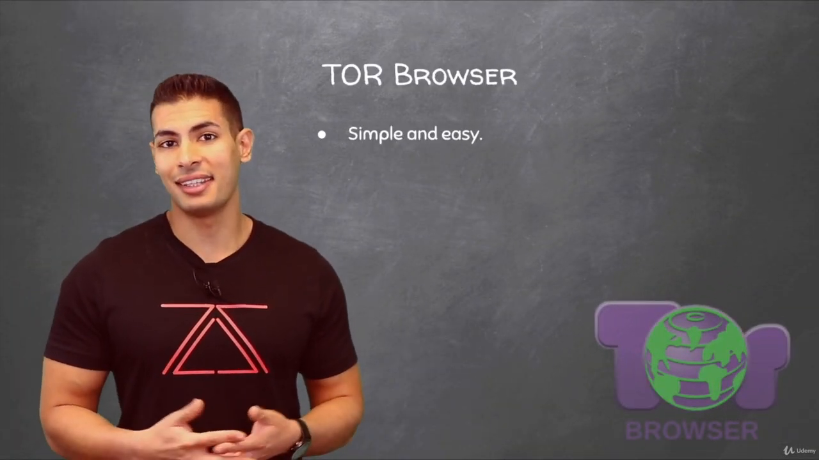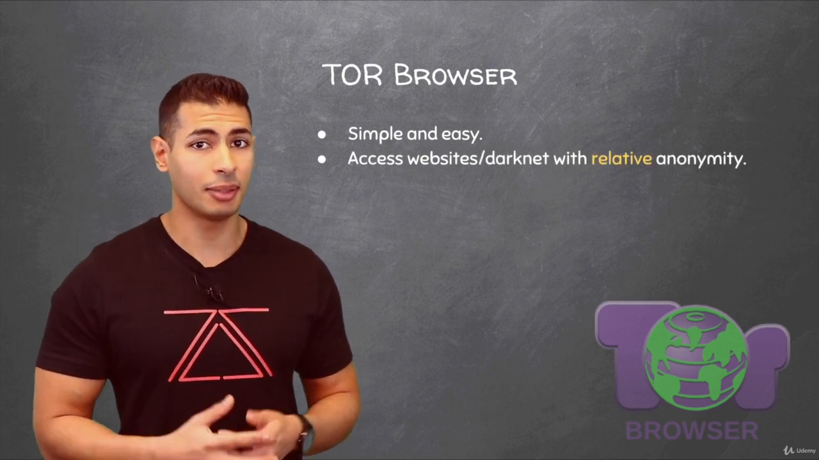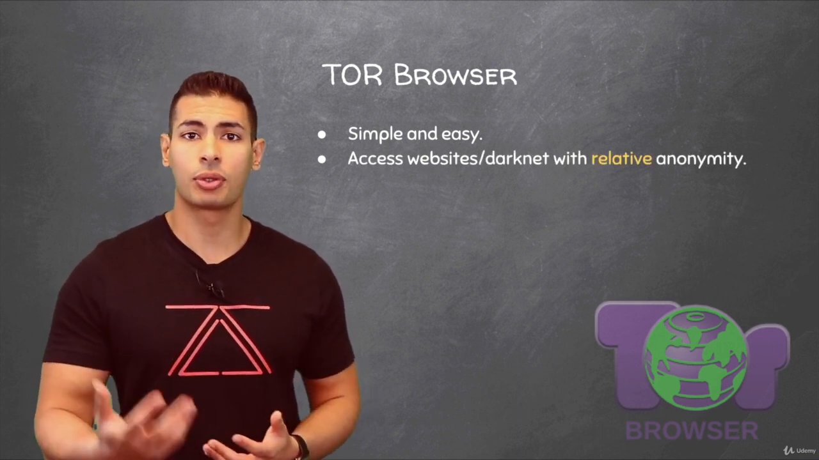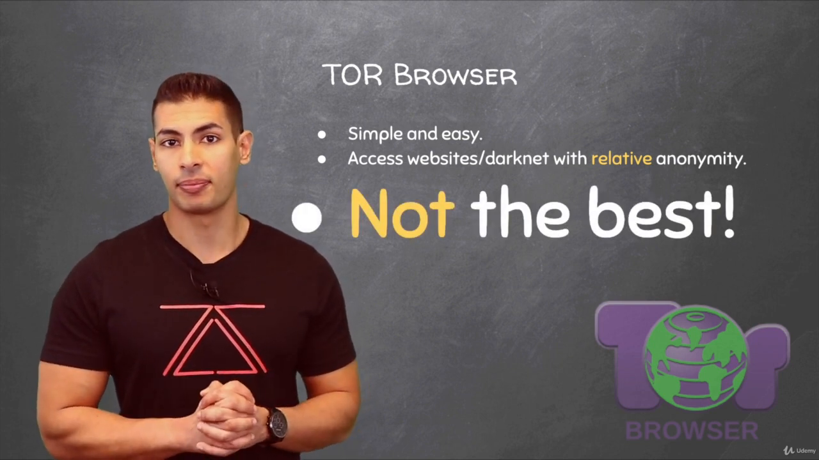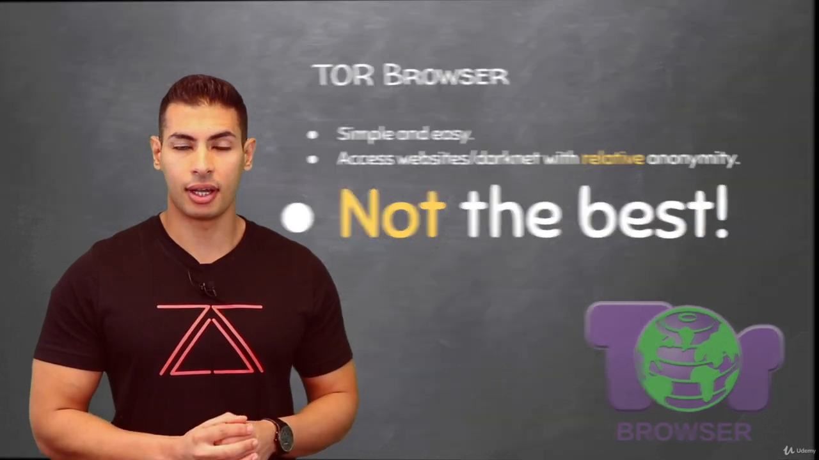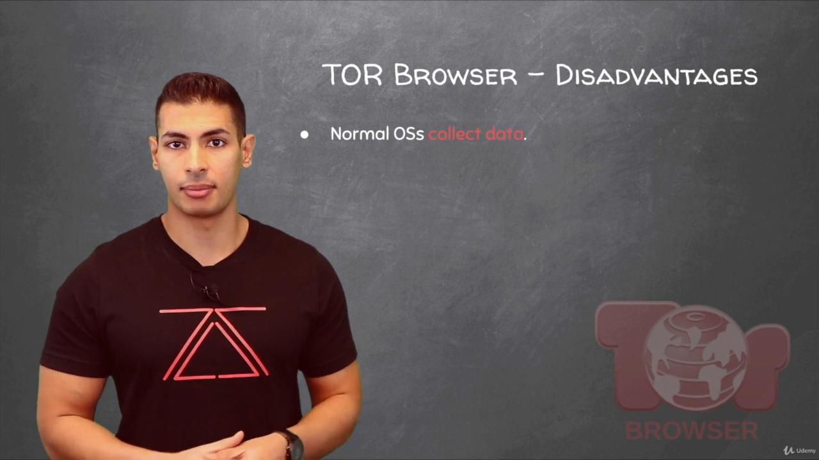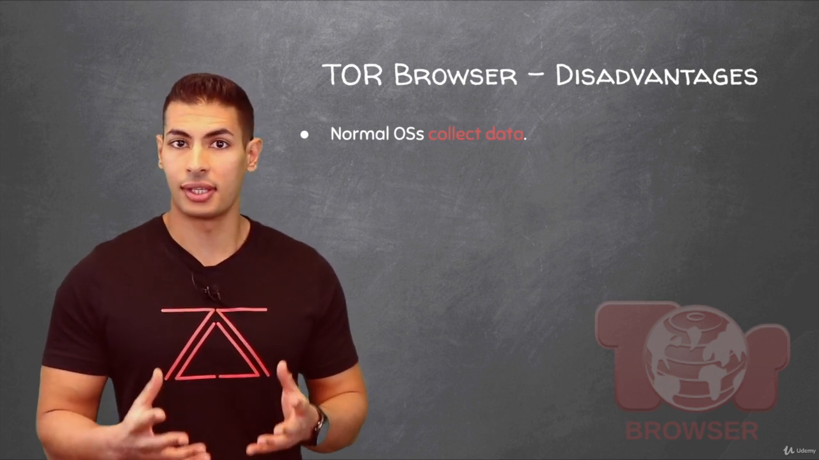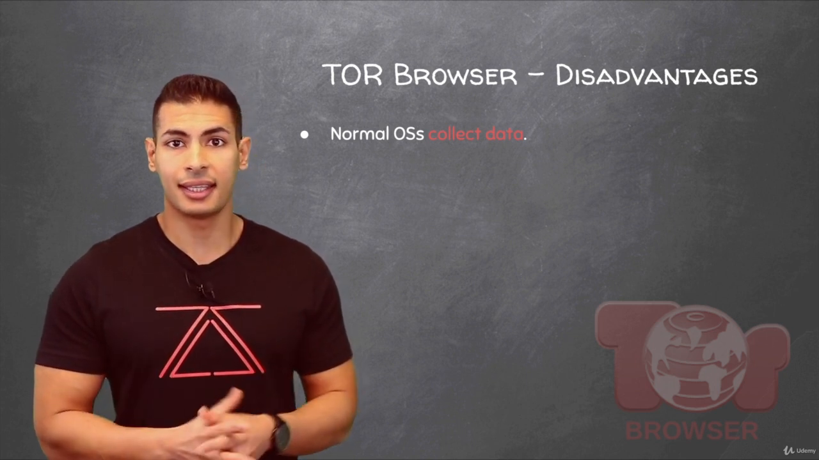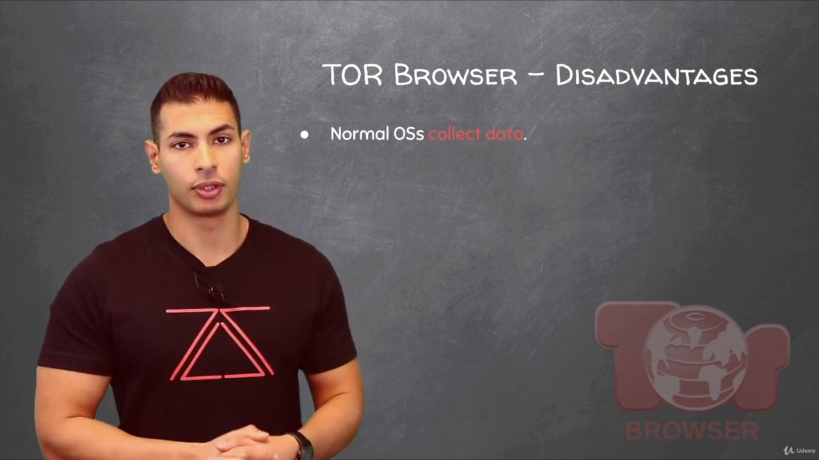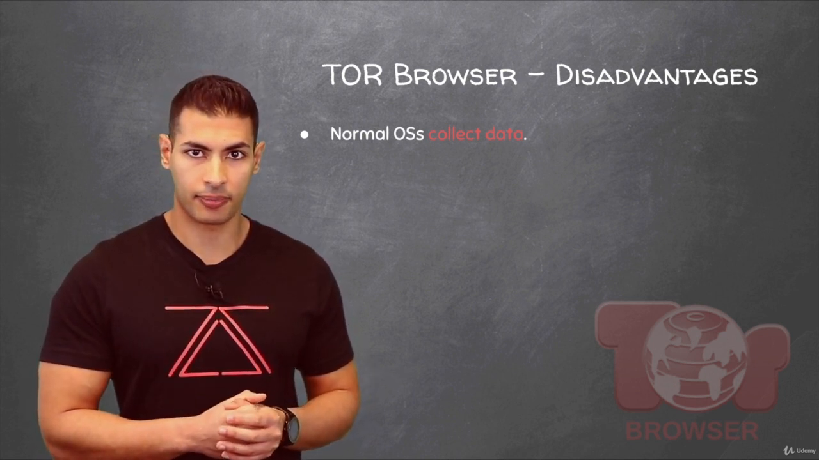Now, this is a very easy and simple method, and it's great if you just want to access a website quickly, privately, or if you just want to have a quick look over the darknet. But it's not the best method. The reason for this is because we installed the TOR browser in a normal operating system, such as Windows, Linux, or OS X. These operating systems regularly collect data about the user, about you, to improve user experience, and who knows, maybe for other reasons.